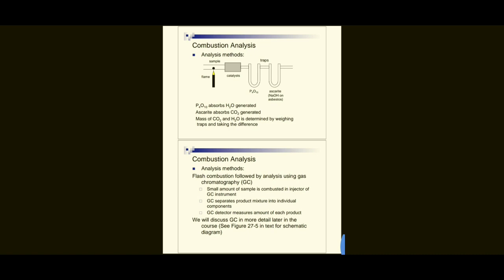Gas chromatography: a small amount of sample from combustion is injected into the gas chromatography instrument. Gas chromatography separates a product mixture into individual components. The gas chromatography detector measures the amount of each product. We will discuss gas chromatography in more detail later.